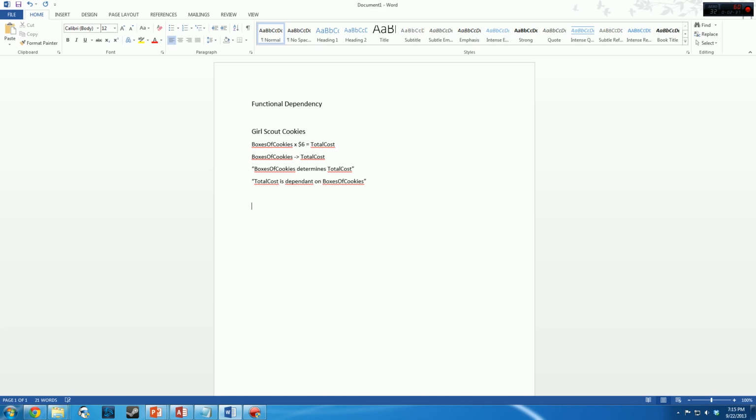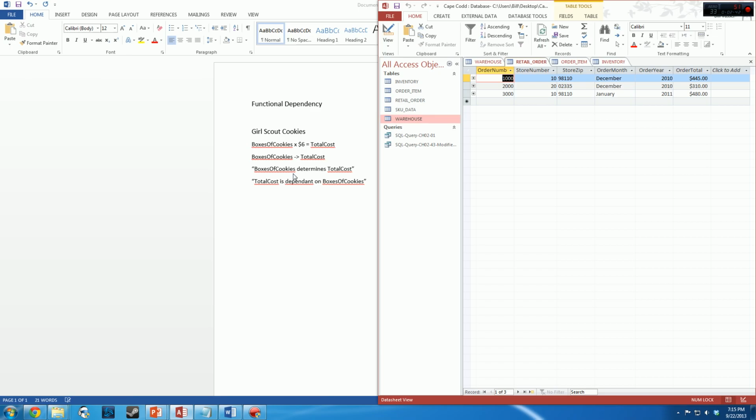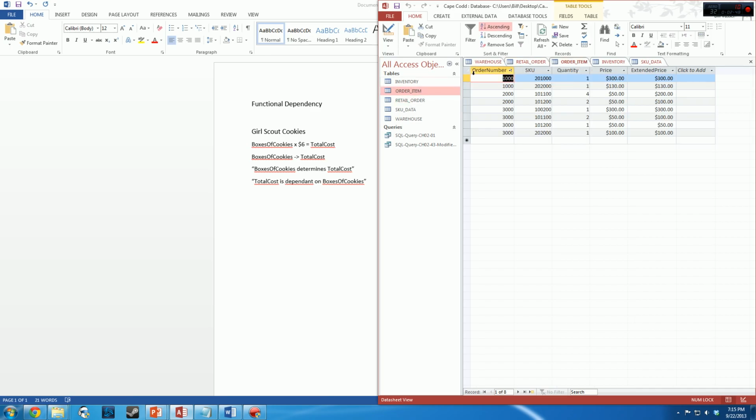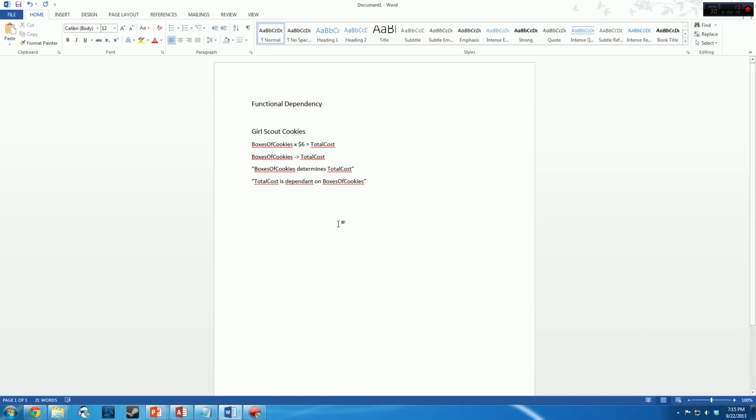So let's think about this again using a formula that we saw come up in the Cape Cod example, and that is, if I can find it, quantity times price is extended price, and that certainly makes sense here in the data. 1 times 300 equals 300. 4 times 50 equals 200. So here we go again. Quantity times price equals extended price.